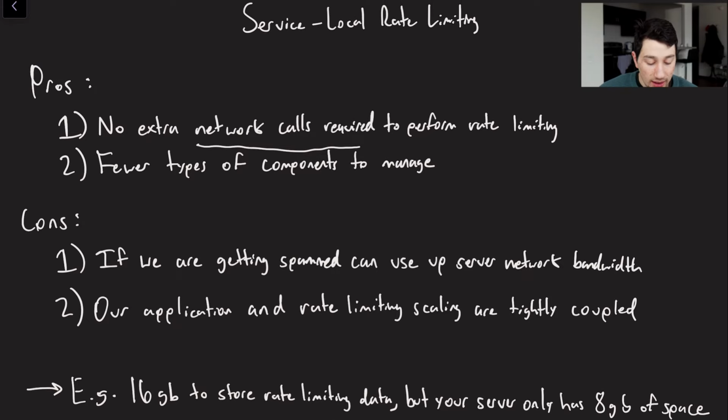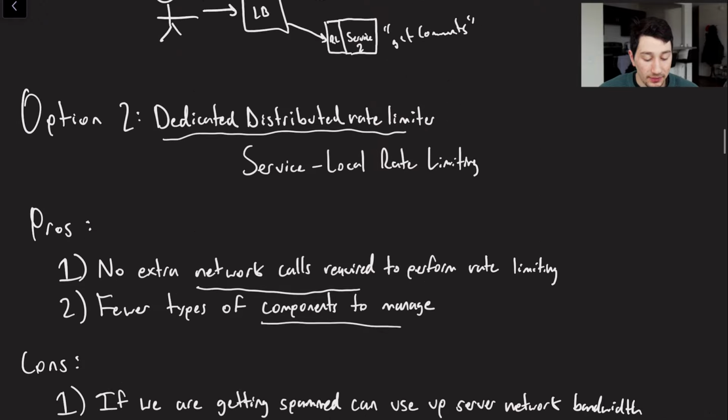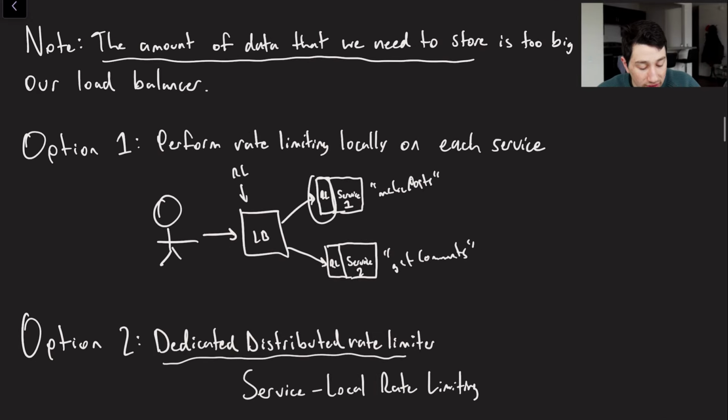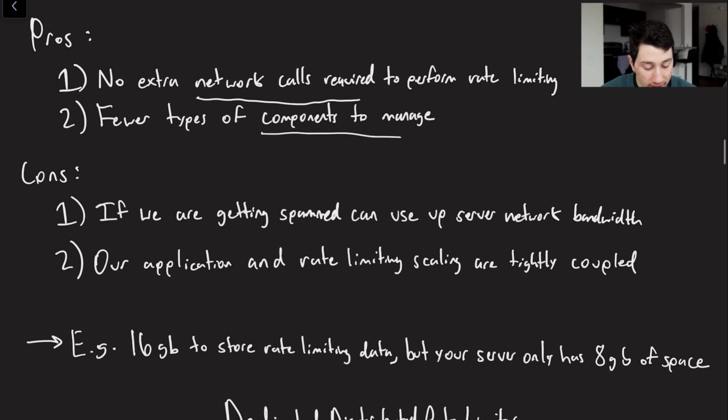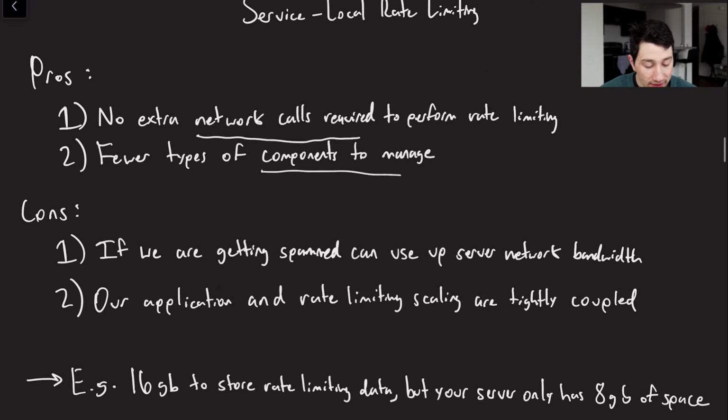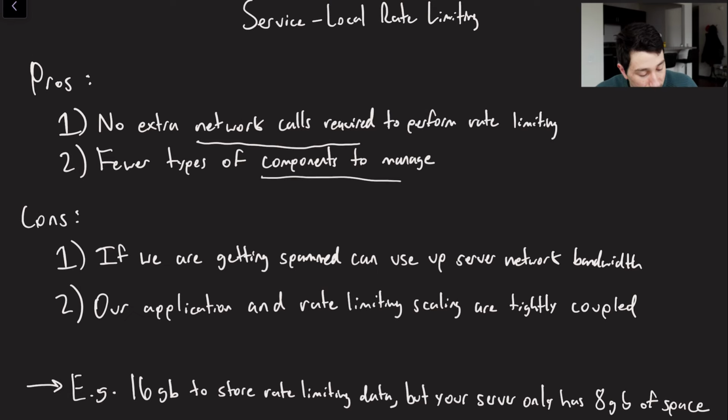However, there are some cons, besides the fact that now you don't have to actually manage a distributed rate limiting layer. Number one is that if we're getting spammed over and over again, and this is a really big point, those requests are still making it over here to the service, right? And so that's going to use up a bunch of network bandwidth. We don't have a separate layer that's eating up those requests and making sure that they don't get put on our service.